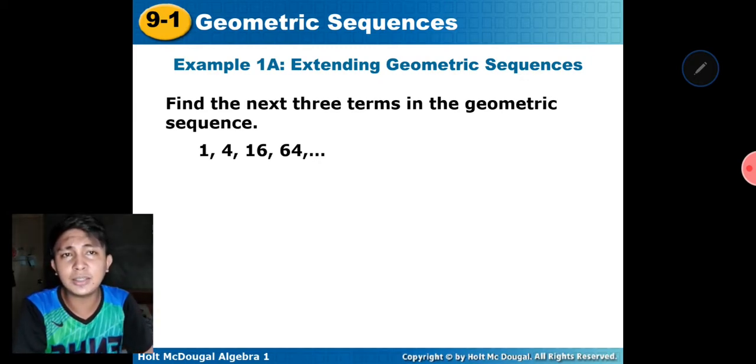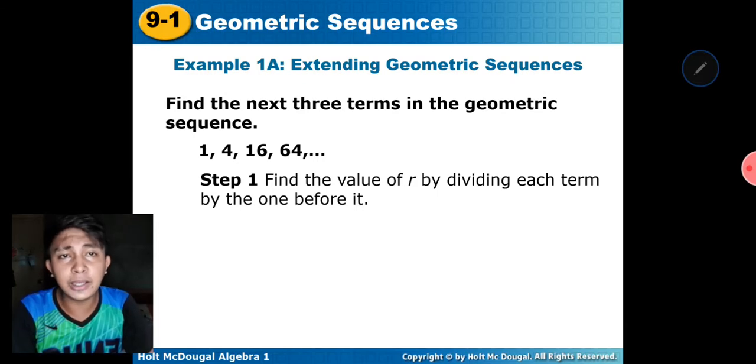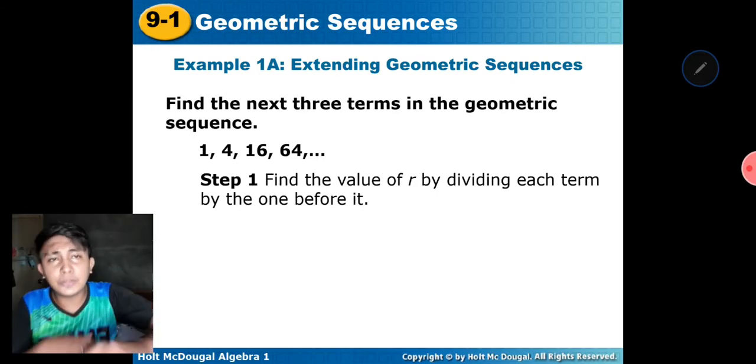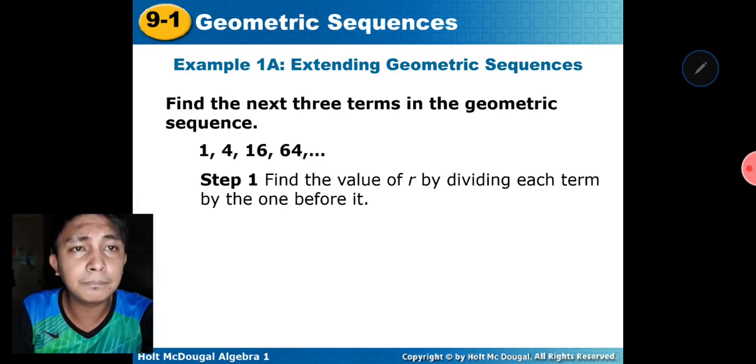Okay, paano kaya siya lumalaki? Paano kaya natin makukuha yung next three terms? Okay, first, we should identify first the ratio. Find the value of r by dividing each term by the one before it. So we divide yung bawat term sa term na nauna sa kanya.